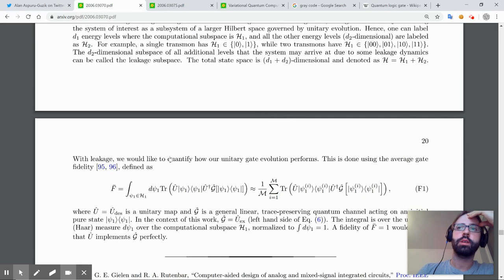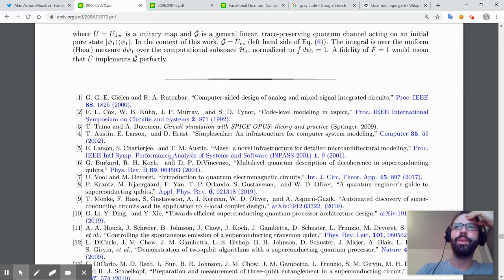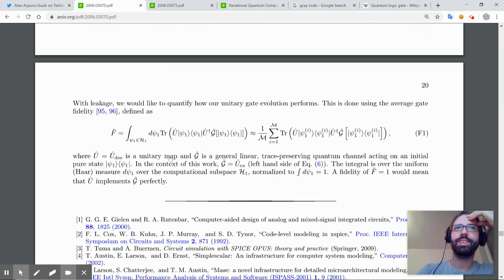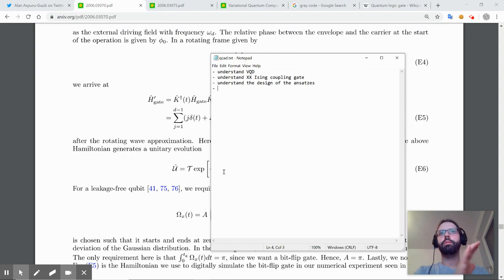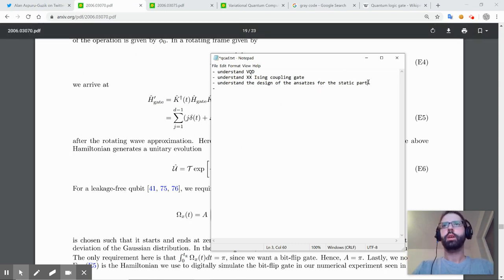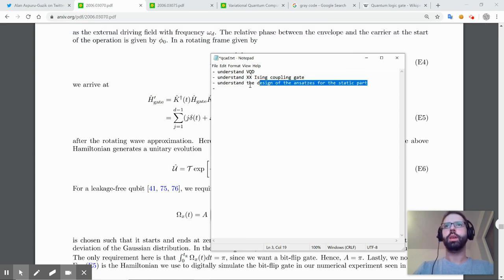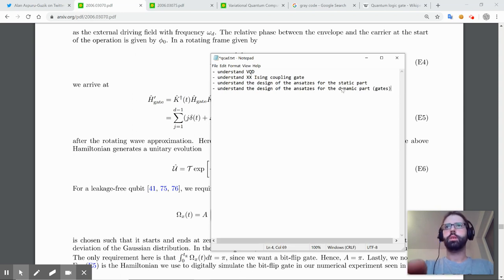Average gate fidelity. Okay, there's a lot of work to do. Woo! We got to the end. There's a lot of work to do, but I like it. So we need to understand VQD. We need to understand the Ising gate. We need to understand the design of the ansatzes, for the static part, and then also for the dynamic part. So I want to understand how they roughly do the dynamic part. So these are, I guess, gates. The idea is you want to see what kind of fidelity a given design would give you, right?